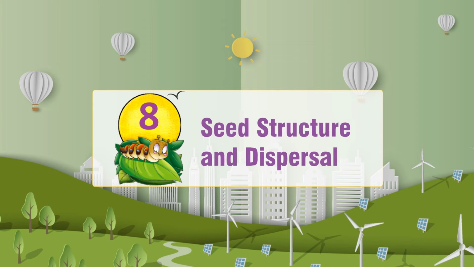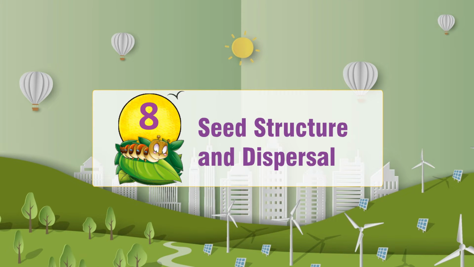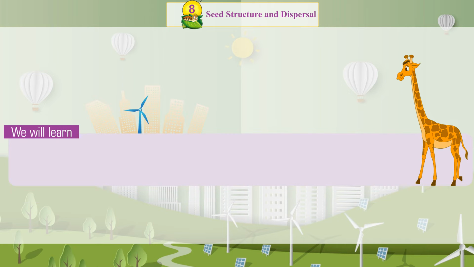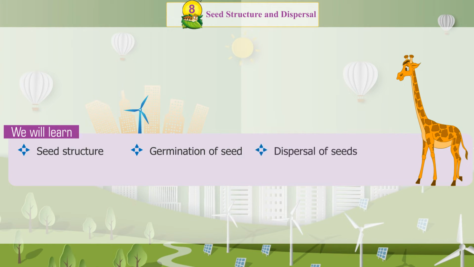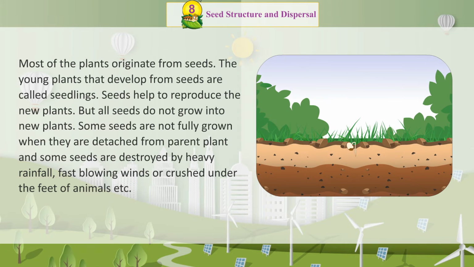Chapter 8. Seed Structure and Dispersal. We will learn seed structure, germination of seed, dispersal of seeds, plants from far, discovery of tea. Most of the plants originate from seeds. The young plants that develop from seeds are called seedlings.